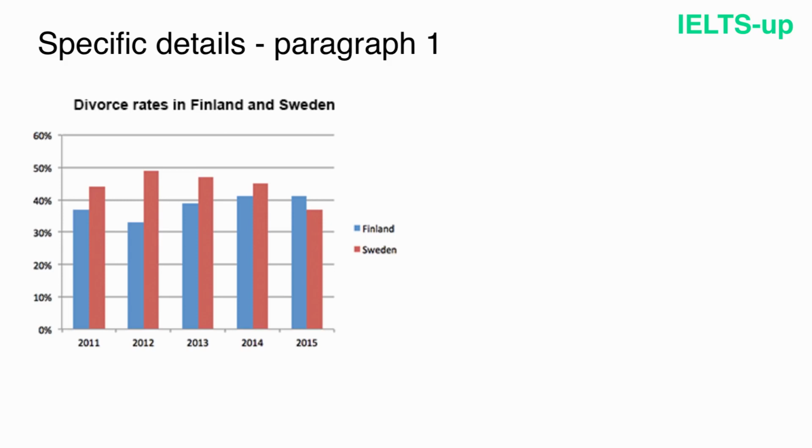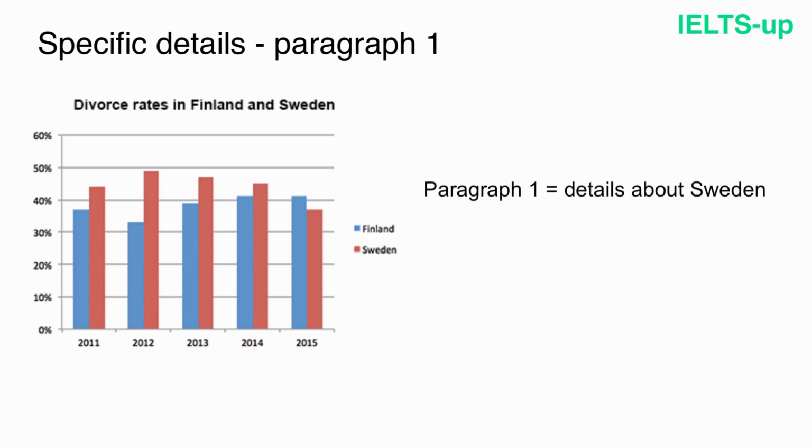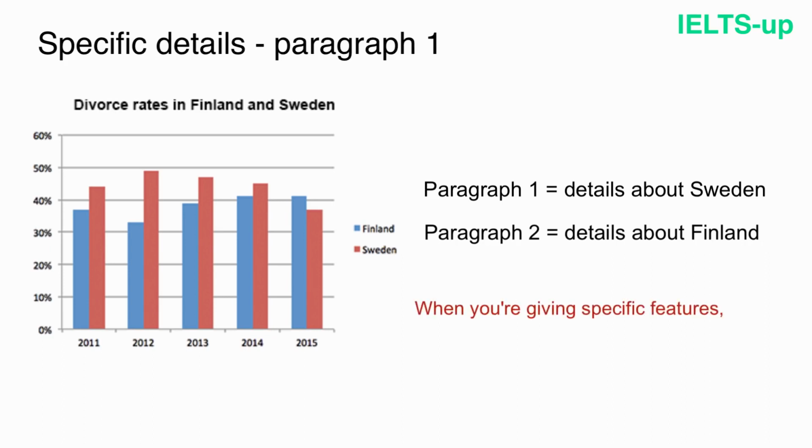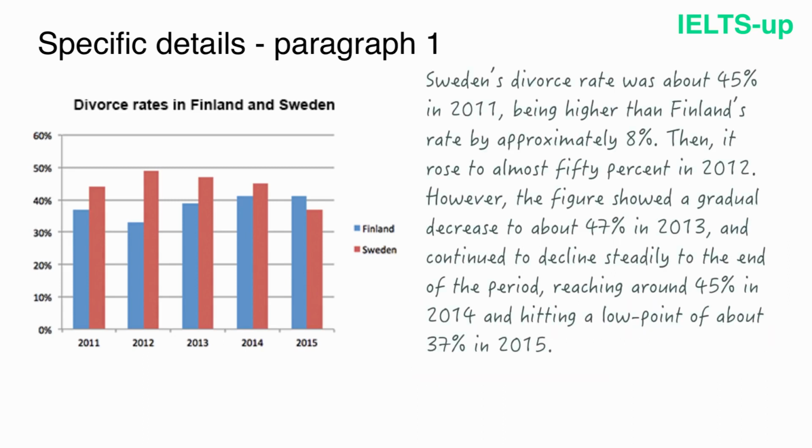Let's look at how I grouped the specific details. We have 2 countries, so the simplest way of grouping our data is to describe each country's trend in a separate paragraph. So, in paragraph 1, we will describe the details about Sweden, and in paragraph 2, we will describe the details about Finland. When you are given specific features, you have to write numbers and percentages and include as much details as you can. And here's how I organized the paragraph with Sweden-specific details.